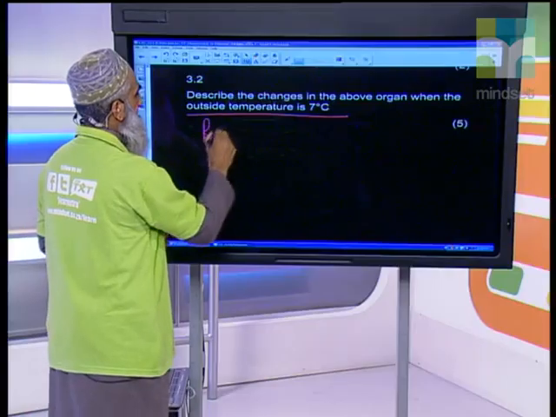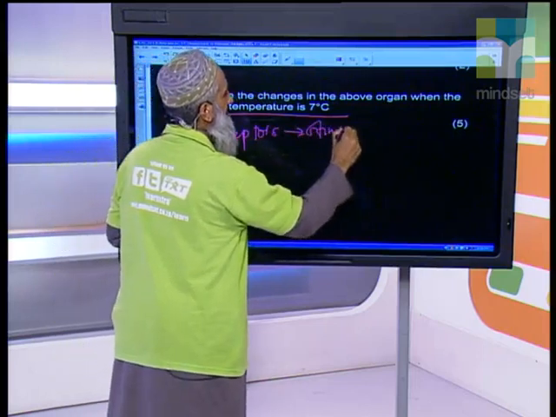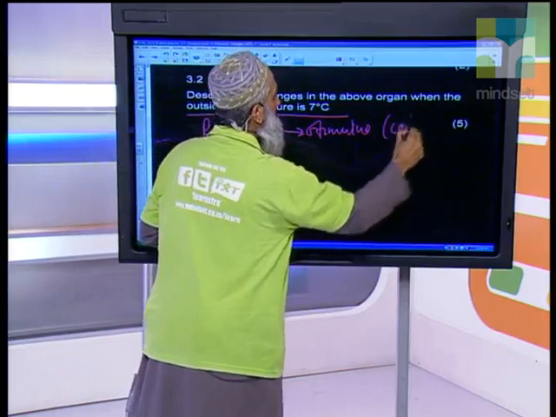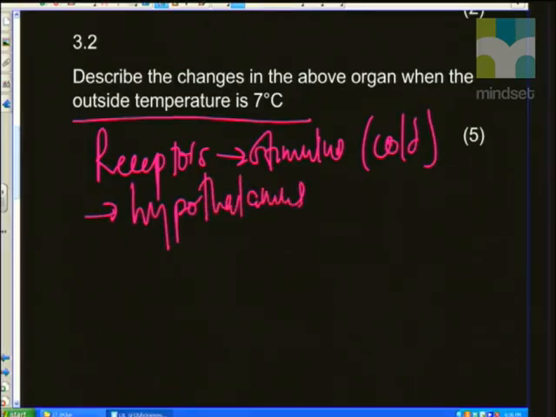First of all, how does the body know about this change? With the receptors. Receptors will pick up the stimulus, in this case, cold. Body temperature has dropped. They send this message to the brain, the hypothalamus, because in this particular thermoregulation, the hypothalamus is the control center.